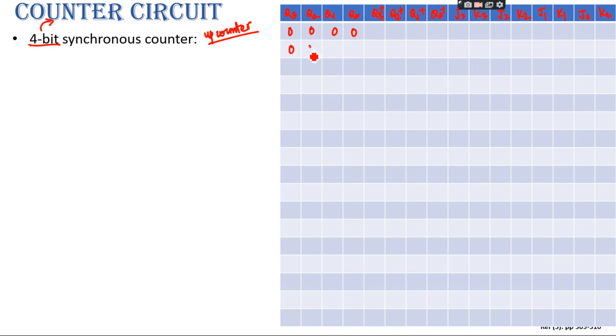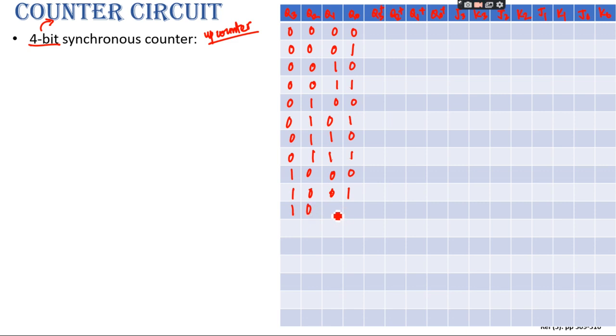So 0 0 0 0, then 0 0 0 1, then 0 0 1 0, then 0 0 1 1, then 0 1 0 0, then 0 1 0 1, then 0 1 1 0, then 0 1 1 1, then 1 0 0 0, then 1 0 0 1, then 1 0 1 0, then 1 0 1 1. Finally 1 1 0 0, 1 1 0 1, 1 1 1 0, and finally 1 1 1 1. These are the 16 states.